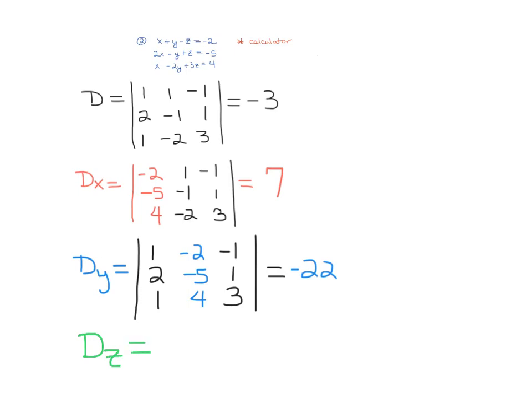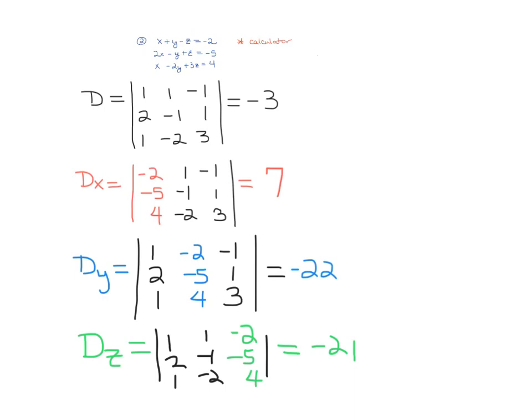This time the z column gets the solutions. So the -2, the -5, and the 4. I'm going to write down the x column, which is the same. The y column is the same. Key it in your calculator, and Dz should equal -21.